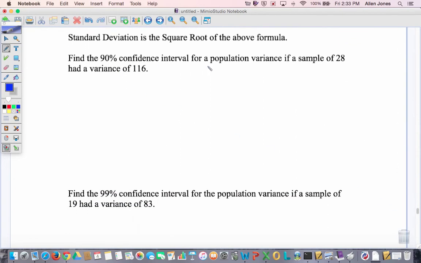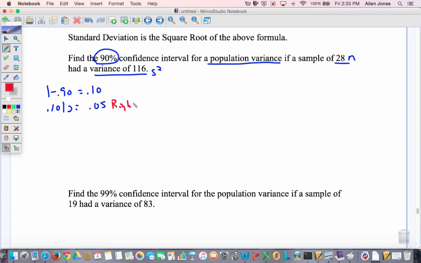So let's look at our example here. Find the 90% confidence interval for a population variance if a sample of 28 had a variance of 116. So our sample size, or n, is 28. Our sample variance, or s squared, is 116. We have to do our legwork here for 90%. So I'm going to take 1 minus 0.9 and get 0.1. I'm going to take 0.1 and divide it by 2. That gets me 0.05. There's my right-hand column. And 1 minus that number, 1 minus 0.05, is 0.95. There's my left-hand column.